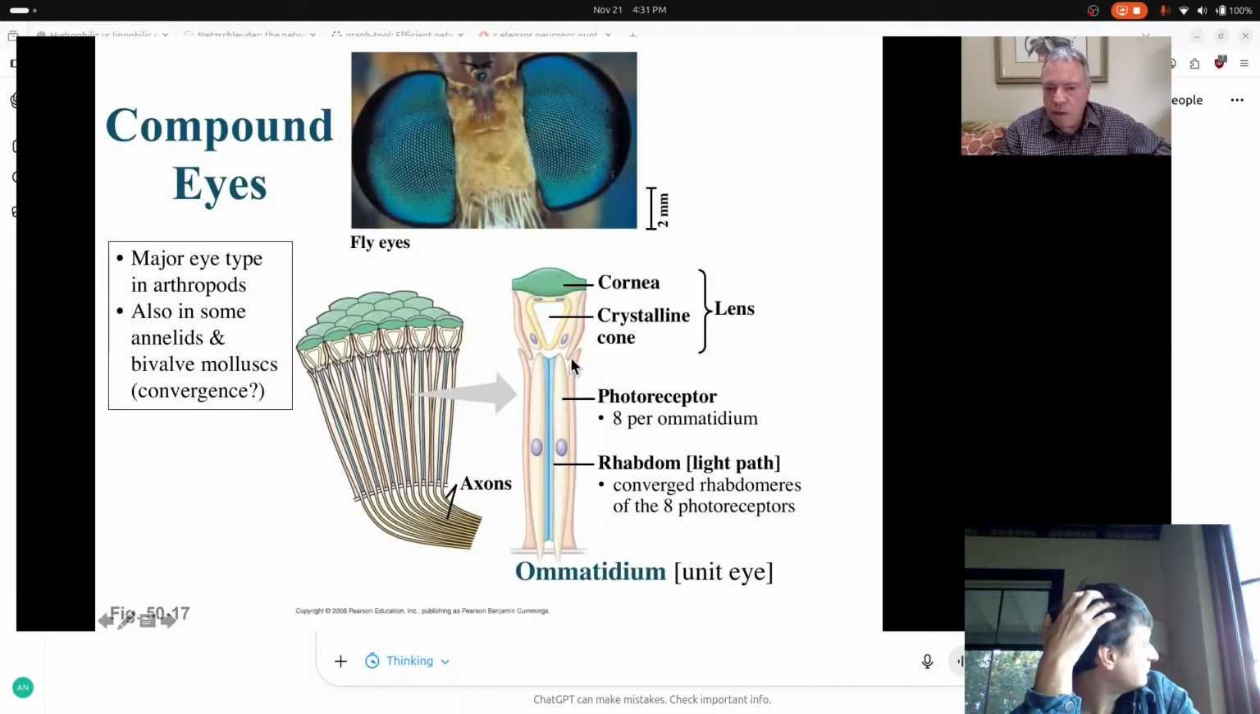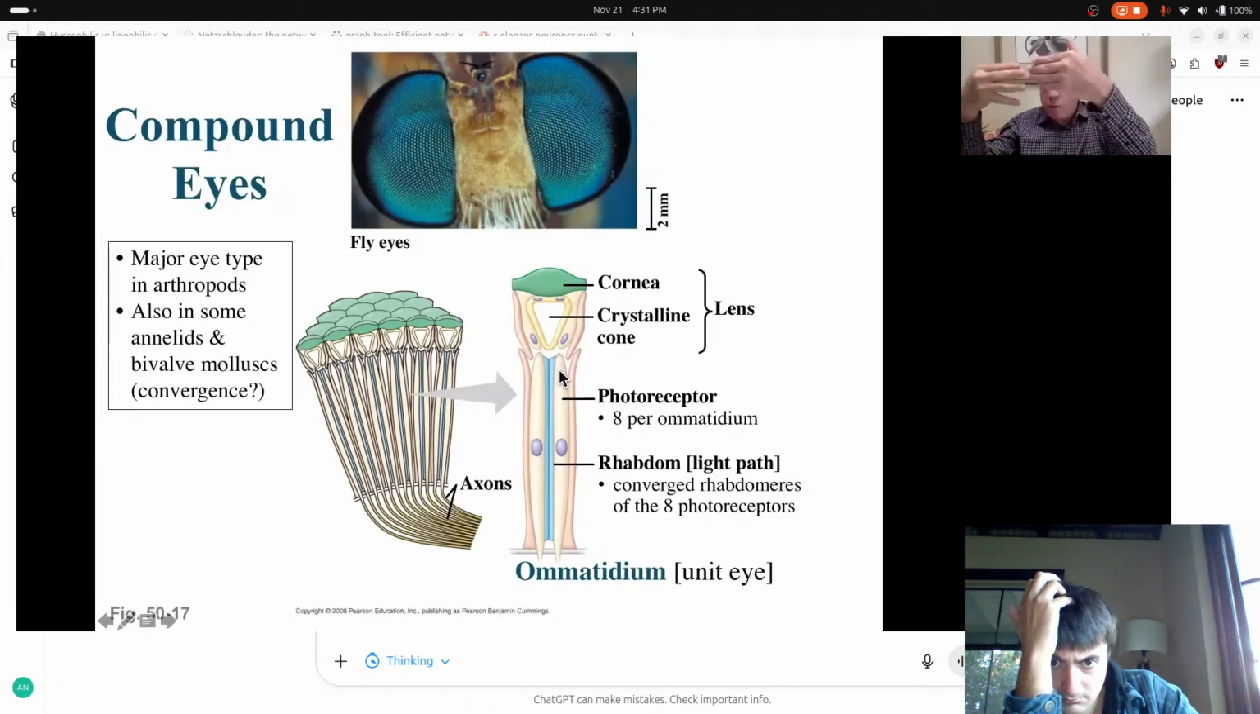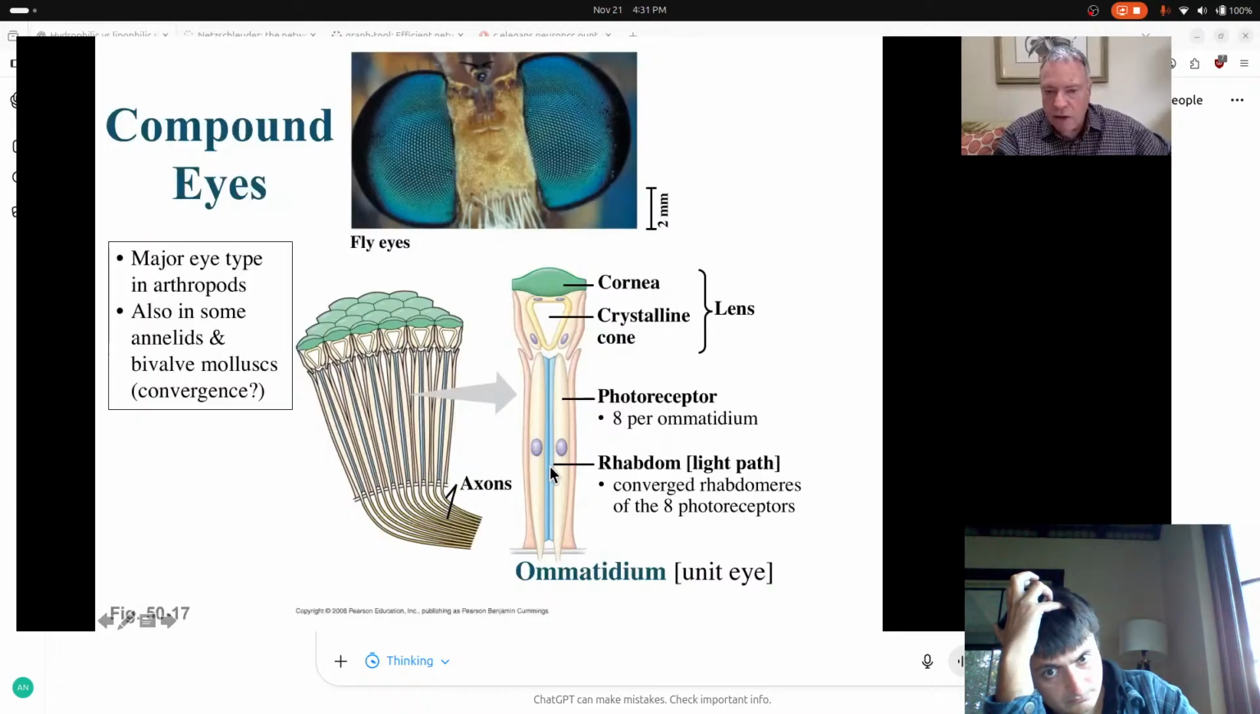So there's 8 of them in a ring shape, forming a cylindrical shape, and all those little microvilli are pointing towards the center of that ring. And so that's called the rhabdom, the light path. So those little microvilli, the rhabdomeres, from these 8 cells are overlapping. So now the light is focused down this channel to hit all these photoreceptors. Okay? So that's in each ommatidium. The rhabdom is the light path, with 8 photoreceptors in one ommatidium. And then you've got hundreds to thousands of these ommatidia forming one big compound eye.